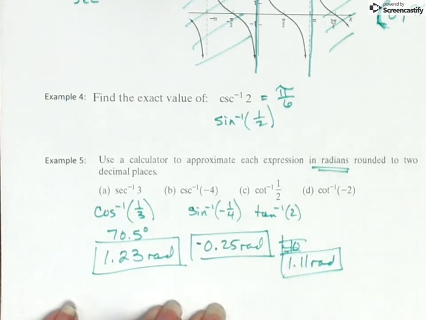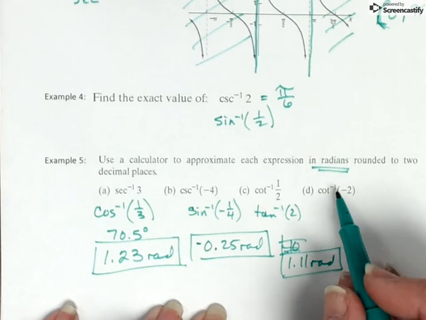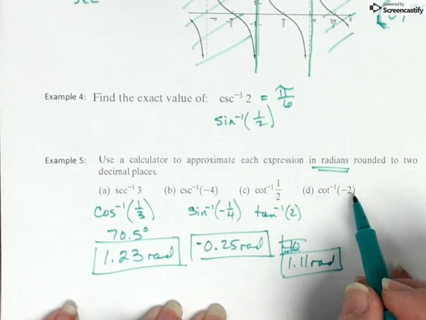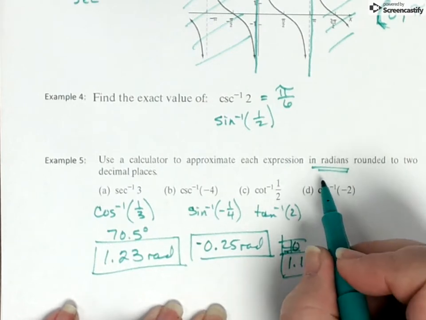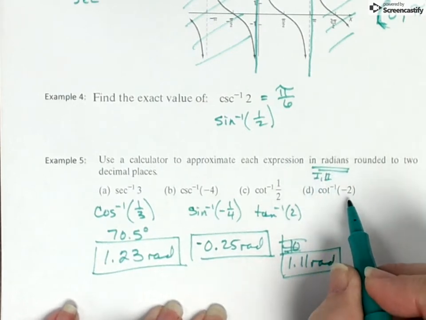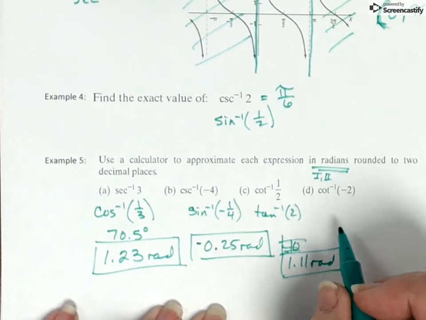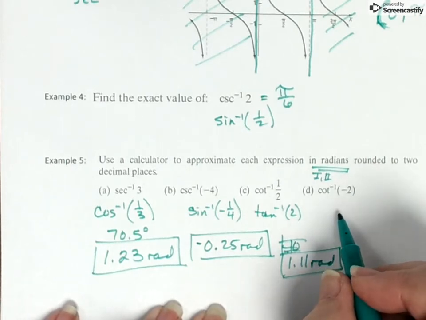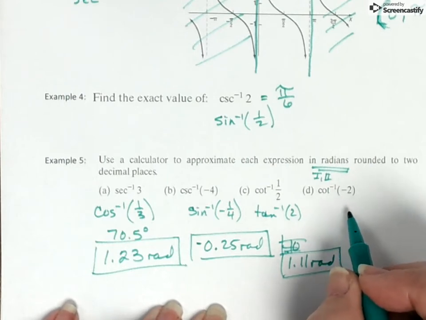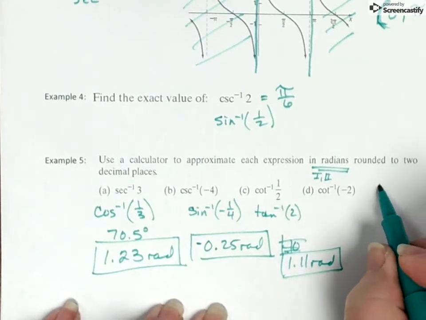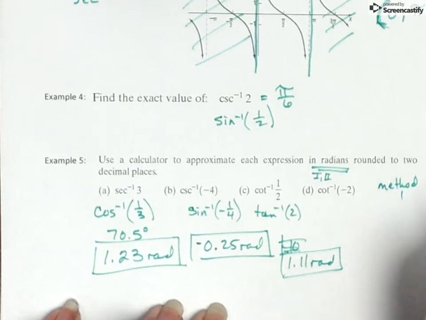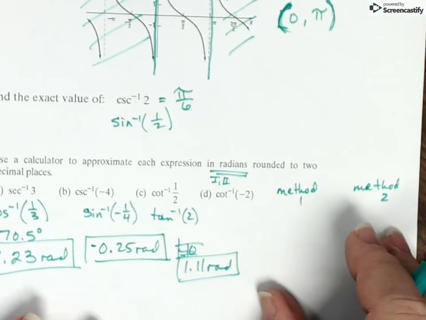This problem, D, is going to be our concern because cotangent is negative in quadrant 2. Cotangent is restricted to quadrants 1 and 2, and it's negative in quadrant 2. But if I do the inverse tangent, that's in quadrant 4 because tangent is in 1 and 4. So if I do inverse tangent for this problem, I have to do some manipulating to make it work. So I'm going to show you 2 methods to solve this problem.